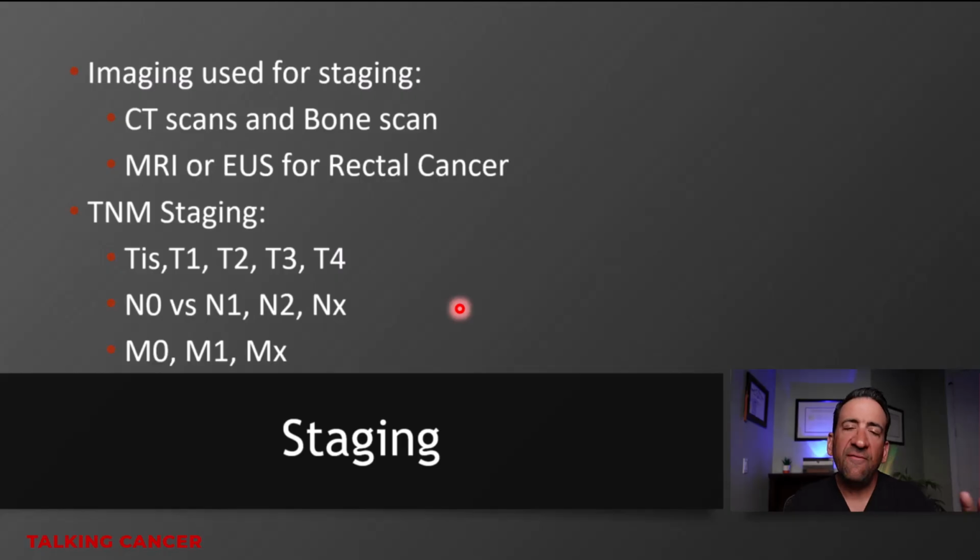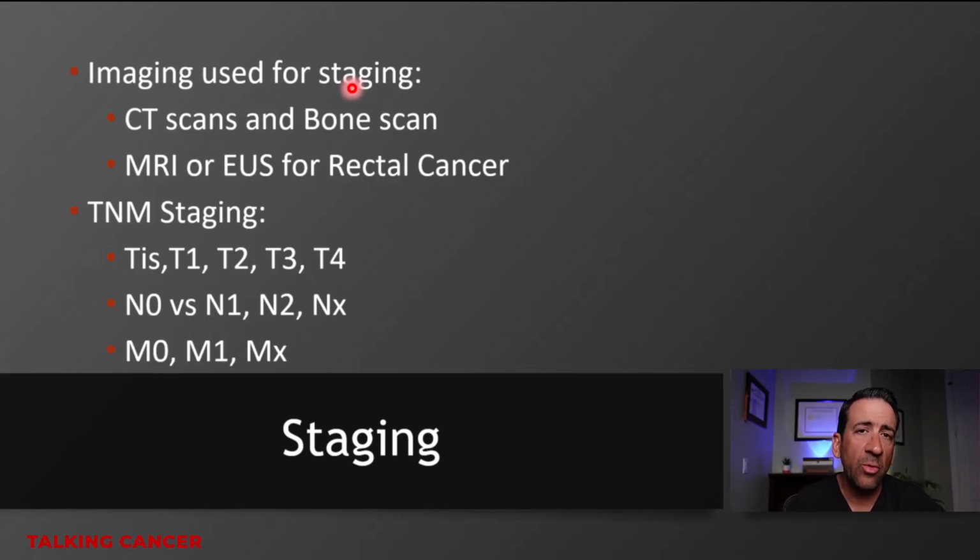So let's move on to what we call staging. And the first thing, if you've been diagnosed with cancer, the first thing your doctor is going to want to know is, has this cancer spread to another part of your body? Something that we call metastasis. So the first test that your doctor will likely perform to help exclude this is some sort of a picture imaging test.